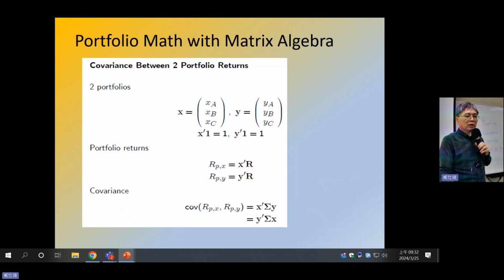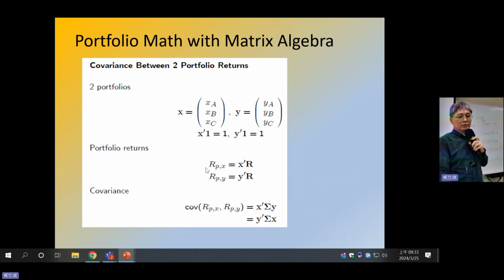For example, if we have a two-portfolio case, so this is two portfolios. Similarly, you can calculate the portfolio returns for each portfolio and also the covariance between the two portfolios. This is very similar to the two-asset case. You can just treat the portfolio as one asset. So this is not that difficult.